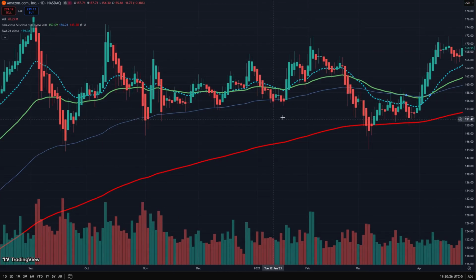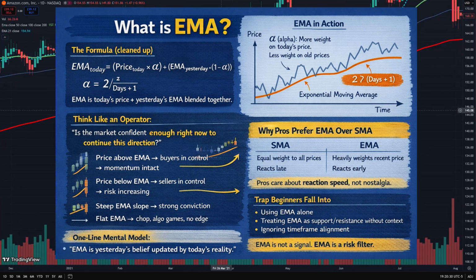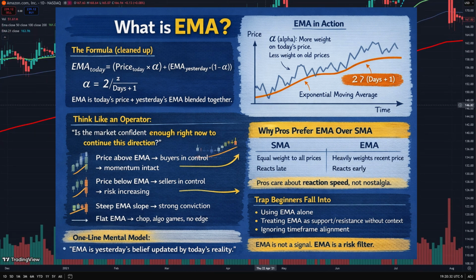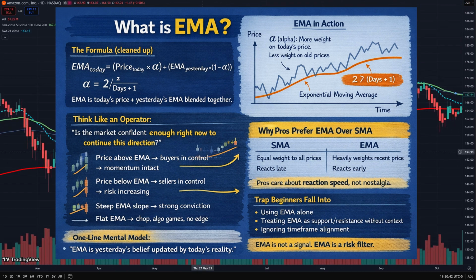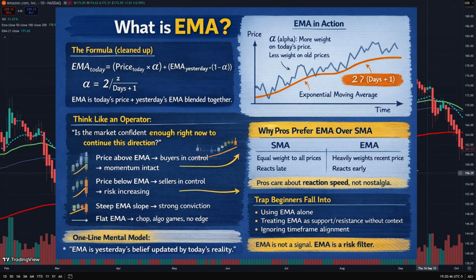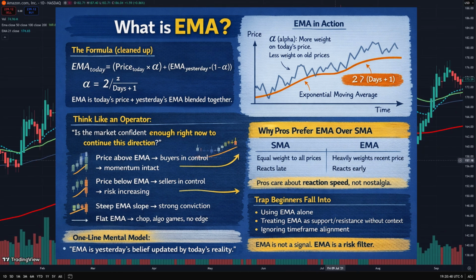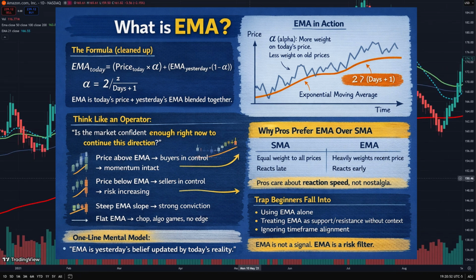Okay, let's break it down one more time. What is EMA and how is it used? An exponential moving average, EMA, is a statistical measure used in financial markets to smooth price data over time while assigning greater weight to more recent observations. Unlike a simple moving average, SMA, which treats all historical prices equally within a given window, the EMA reflects the principle that recent market activity contains more relevant information than older data.